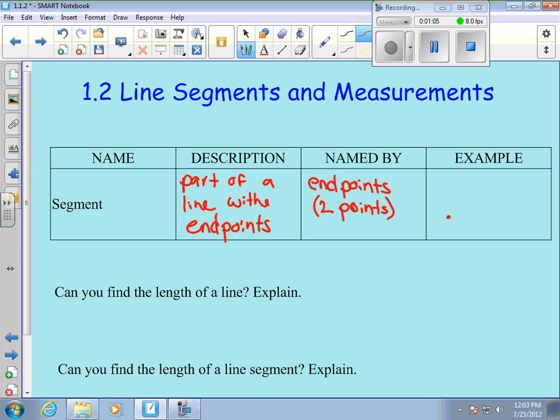So if we have a segment today, and we have it with M and N, see how it does not extend past the points and have arrows? And so this is our segment, and so we're going to have M, N, and we draw just a segment above it. If we have a line, just to show you the difference with M and N, here we're going to draw a line above the MN with the arrows showing that it goes on forever.